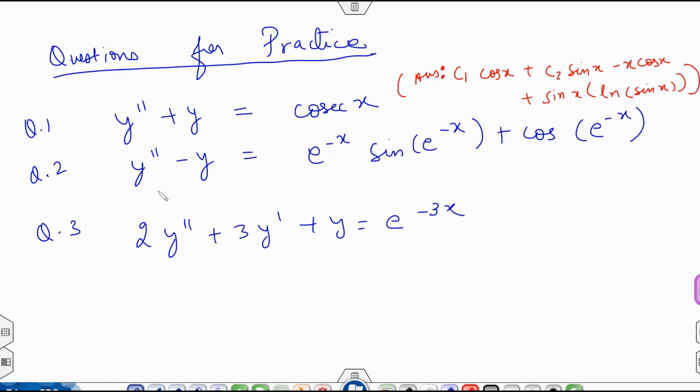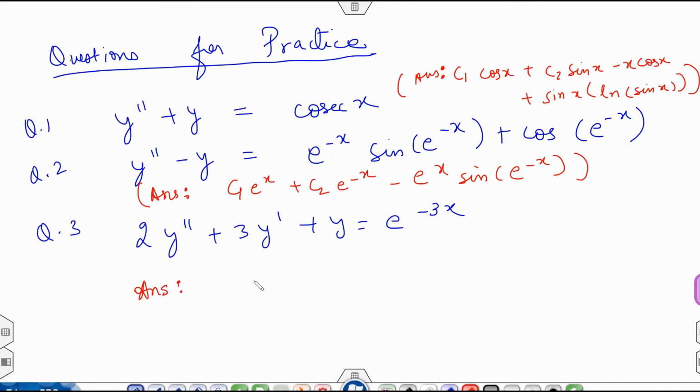Now the answer of the second one is c1 e to the power x plus c2 e to the power minus x minus e to the power x sin of e to the power minus x. This is answer number 2, and the answer number 3 will be, for this find only yp. So my yp is 1 by 10 e to the power minus 3x.